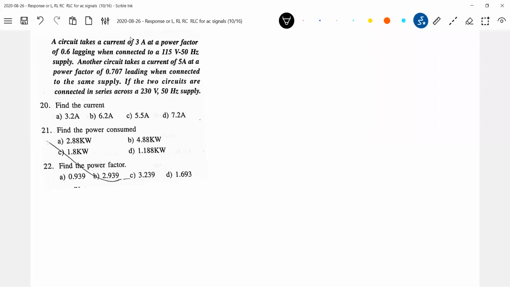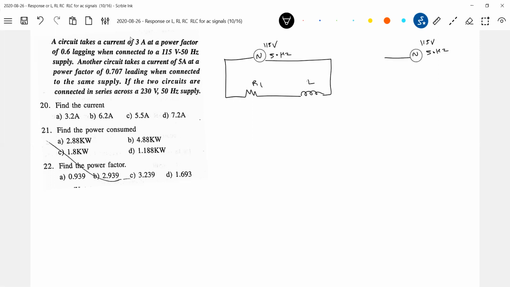So first there's a circuit, 115 volt is the VRMS, 50 Hz. There's a resistor, there's an inductor. R1 and L, you write it. Then the other circuit, 115 volt, 50 Hz. It takes a current, and how much current here? Current here is 3 ampere. It's RMS. Whenever I say current, it means RMS only.